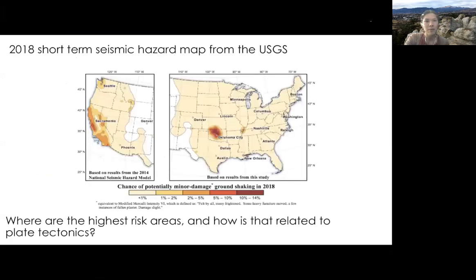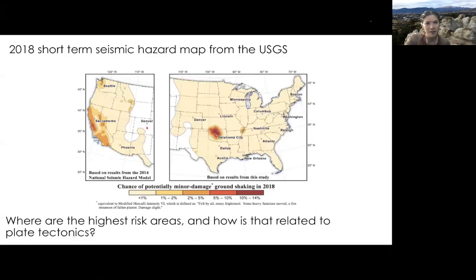Through this method, we can get these short-term seismic hazard maps. Here's one from the US Geological Survey for the conterminous United States. You can see the chance of potential minor damage from ground shaking in the year 2018, where white is no chance. We're over here, in this zone, where we don't really expect much damage from ground shaking, at least back in 2018. Then it increases to a 10% to 14% chance of minor ground shaking.